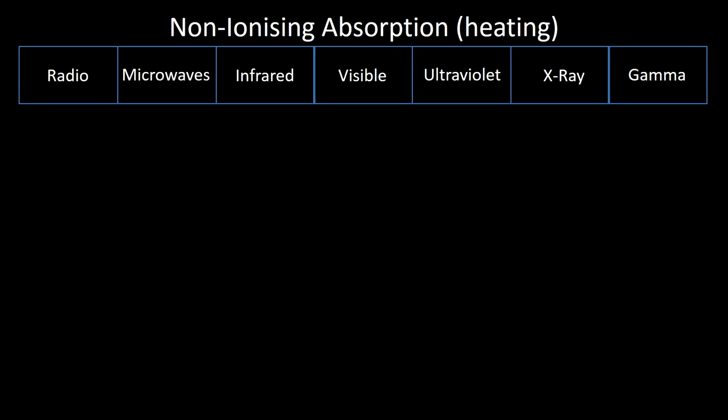So, non-ionising absorption, which is basically heating of something, occurs when we've got photons from the other end of the electromagnetic spectrum, the low energy, long wavelength, low frequency end of the spectrum: radio, microwave and infrared. Visible light is usually classed as non-ionising, although it's where the transition between ionising and non-ionising happens.